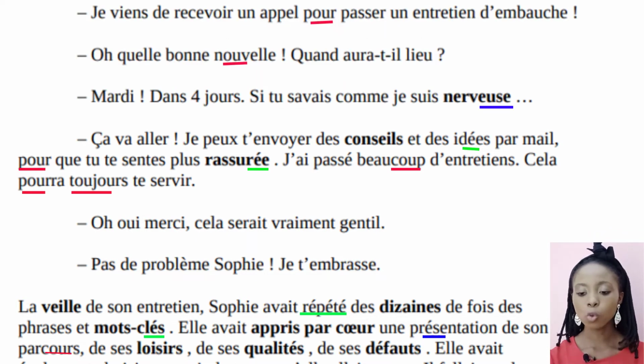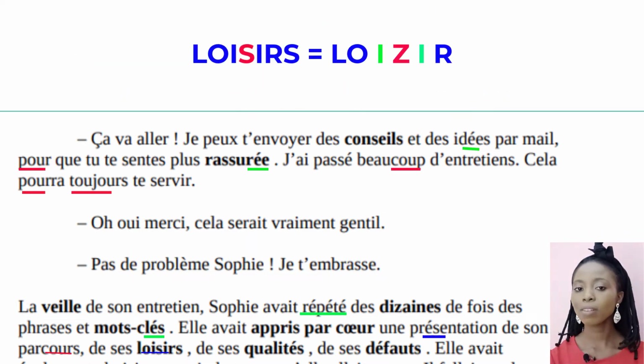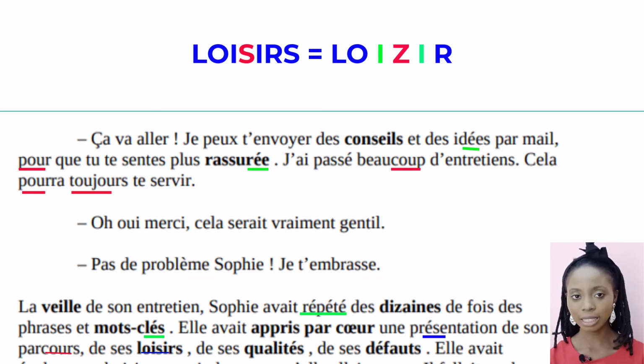De ses loisirs. So we have our S in between two vowels as well. We have I, which is our I in English language, a vowel. We have S and we have another I afterwards. I, which is our E in French language, is a vowel. So S in between two vowels gives us the sound Z. And so that's why we have loisirs with a Z.